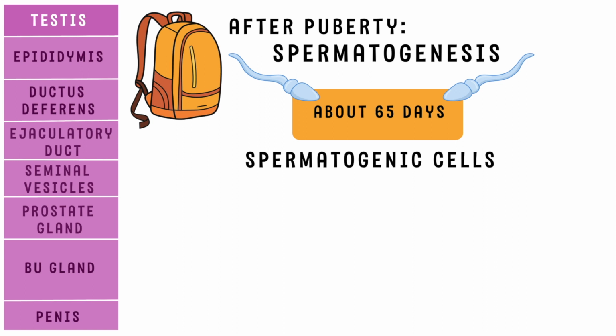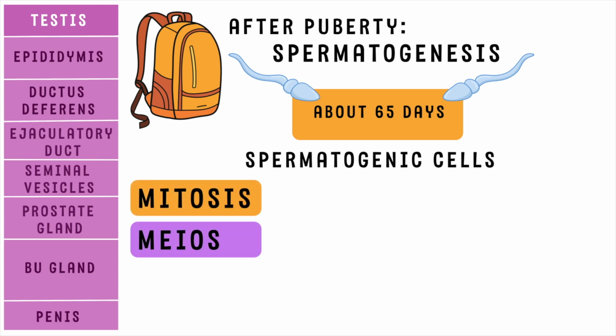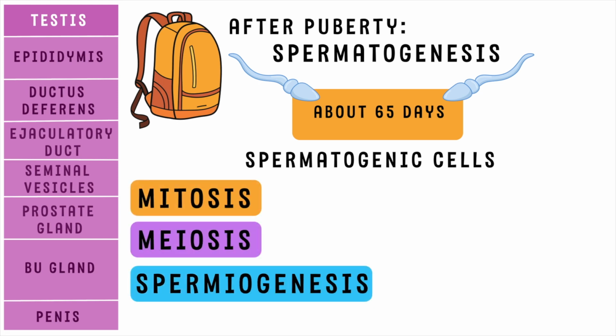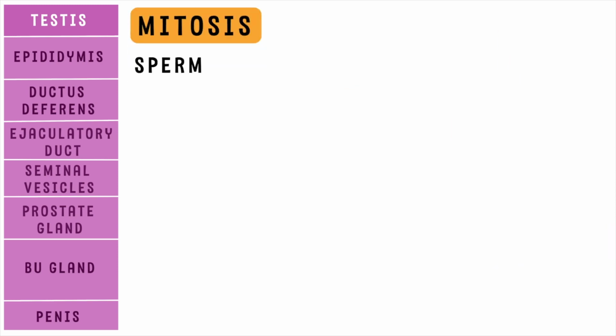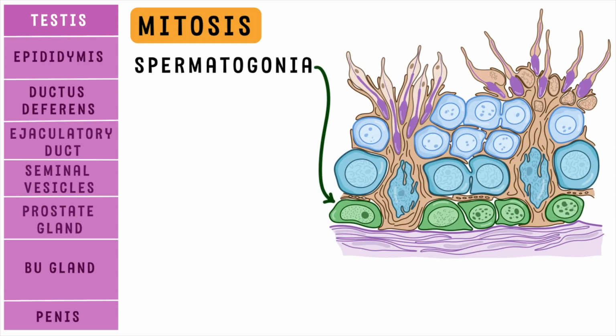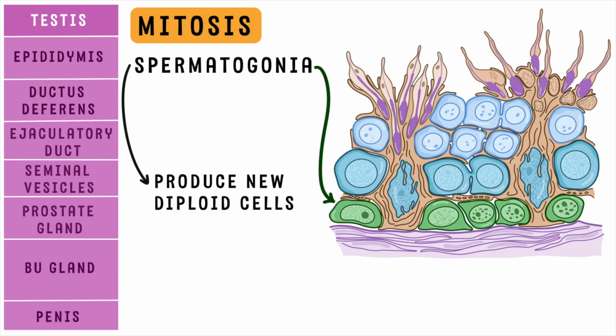The formation of spermatozoa, spermatogenesis, may be divided into three stages: mitosis, meiosis, and spermiogenesis. Those stages begin at about puberty and continue throughout life. In the mitosis stage, stem cells, spermatogonia, at the base of the germinal epithelium undergo regular cycles of mitosis and produce new diploid cells, that is, cells containing the normal number of chromosomes.